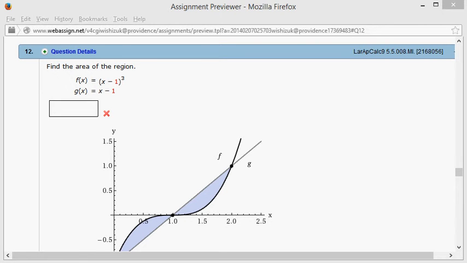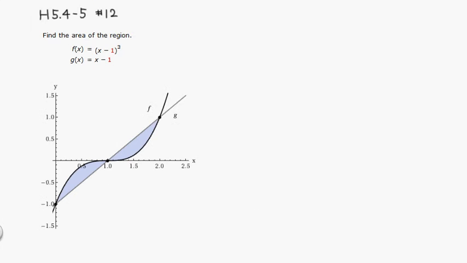Okay, let's look at homework 5.4, 5.5, problem number 12. Let's find the area of this region right here. It looks like we have to divide it into two sections. I'm going to call this A1 and this A2. Let's find these separately, and I have a feeling that they're going to be exactly the same.